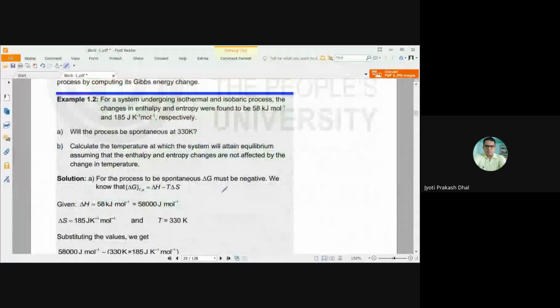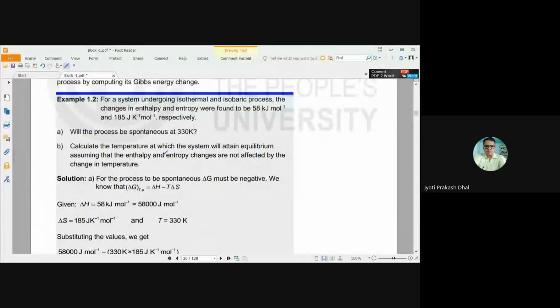So this is one numerical question. Here we have discussed two long questions and two short notes. One short note is the Clausius inequality, and another short note is the combination of the first and second law.